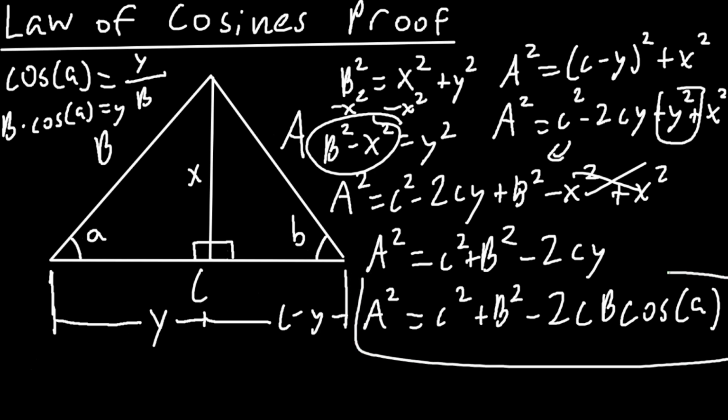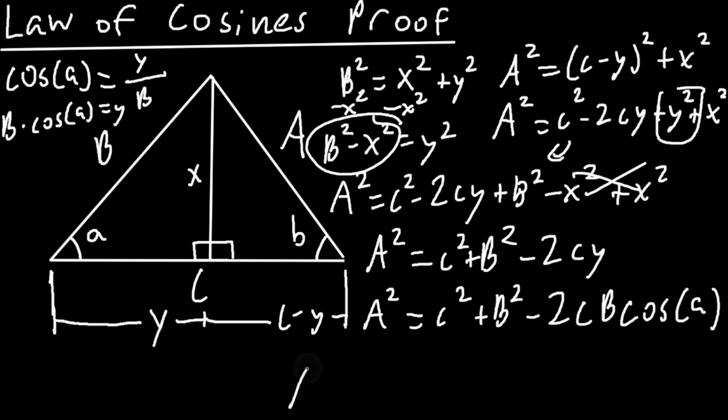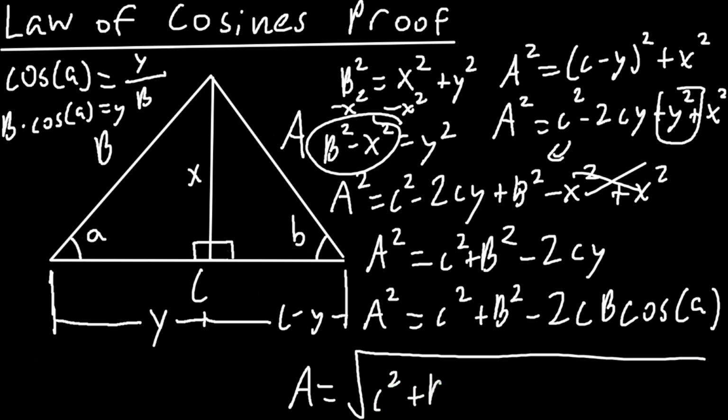Technically, this is an acceptable form of the law of cosines, but if you want to get a just by itself and not squared, that's where the square root comes from. So I can say a is equal to the square root of c squared plus b squared minus 2cb times the cosine of A, and there we have it.